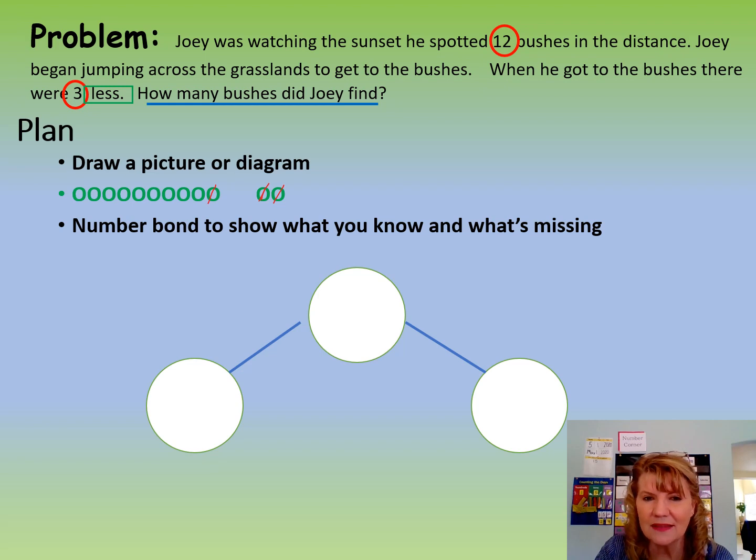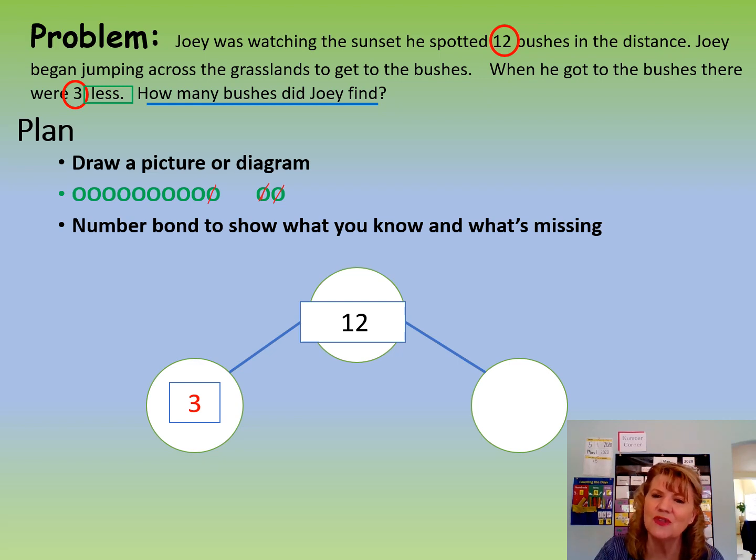Do you know the answer? Let's do it on our number bond. We started off with 12. We took away 3. 12 minus 3. What does 12 minus 3 equal? Turn and tell your partner. 9. Good job. If you got that right, I want you to wiggle your feet.